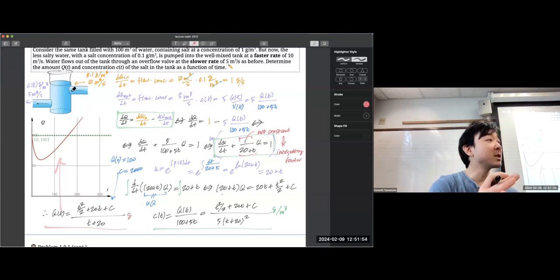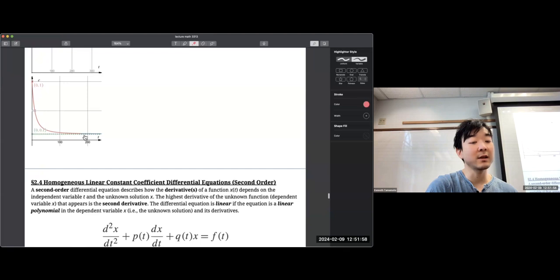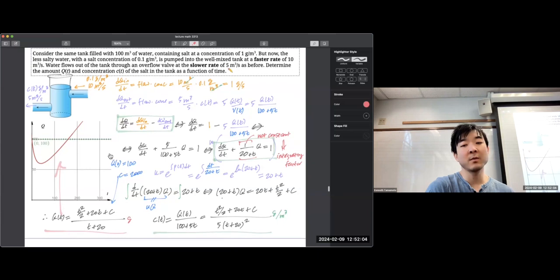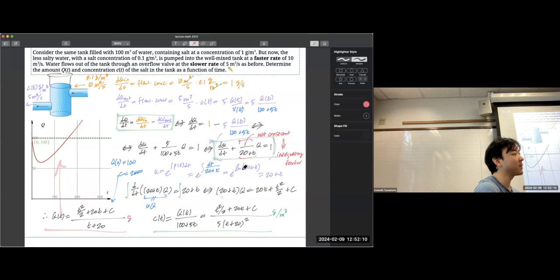So the concentration is definitely getting lower. If you plotted the concentration, it'll look kind of like this, and it'll just plateau. But the actual amount is increasing. I'll talk about this a little bit more, but the punchline is, with variable volume, you have to use the integrating factor because you don't have a constant coefficient.